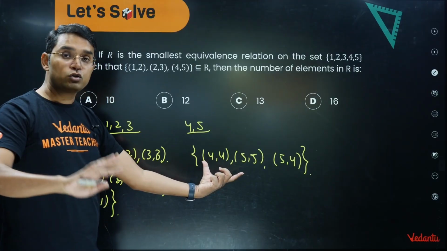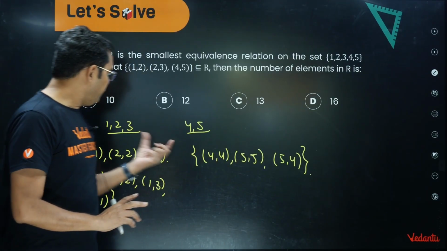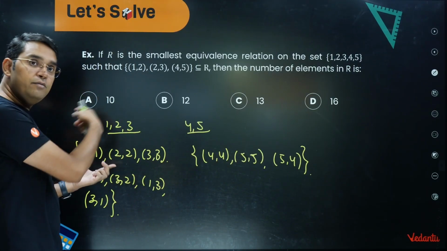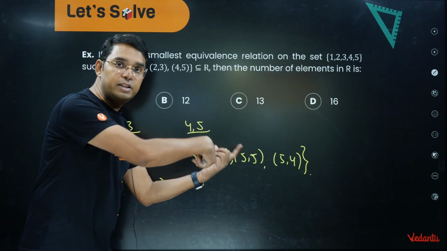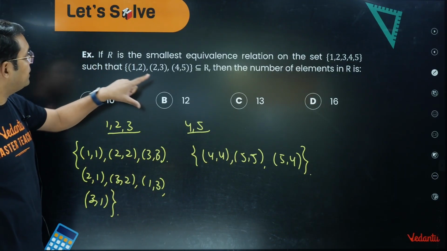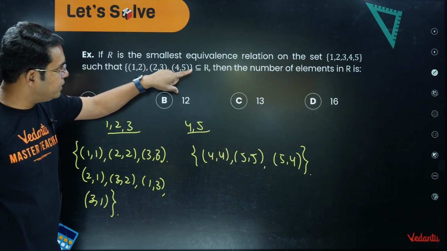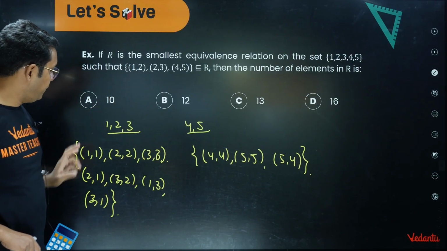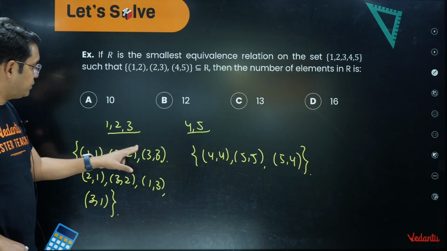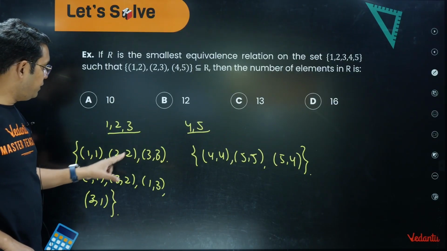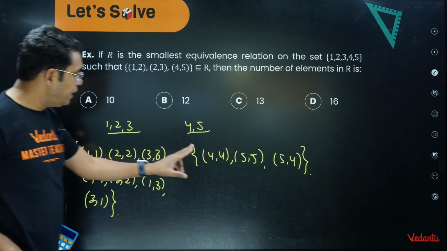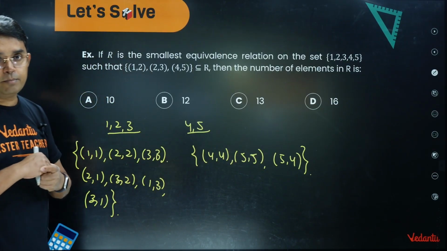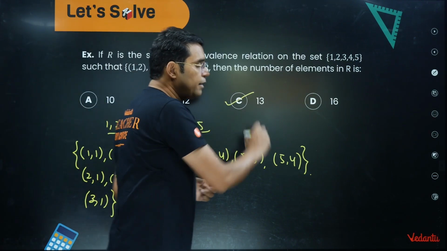So that's the concept of equivalence class, where 1, 2, 3 elements are related with themselves, and 4, 5 are related with themselves. So here they are asking, R is the smallest equivalence relation, then the number of elements in R. So including these three, 1, 2, 3, and 4, 5: 1, 2, 3, 4, 5, 6, 7, 8, 9, 10, 11, 12, 13. So the total number of ordered pairs would be 13 here.